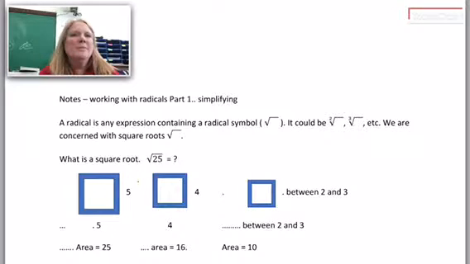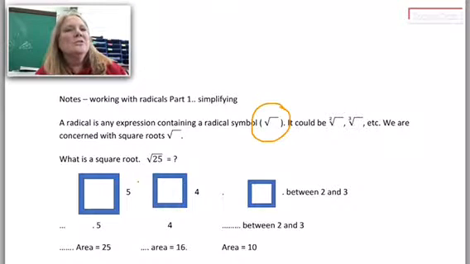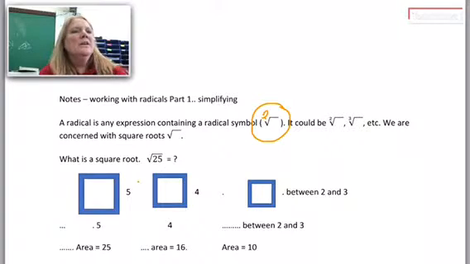This lesson is about simplifying radicals. A radical is any expression that contains a radical symbol, such as this right here. That would be a square root. There's an understood root of 2 right here. But it could be a square root, a cubed root, or anything. This would be a fourth root.